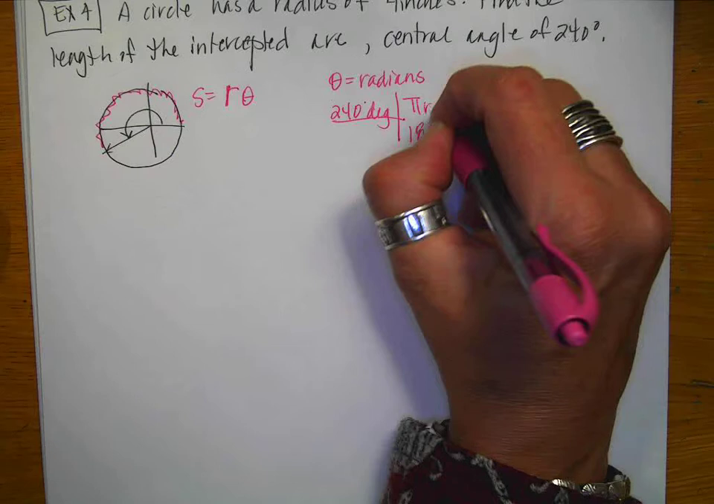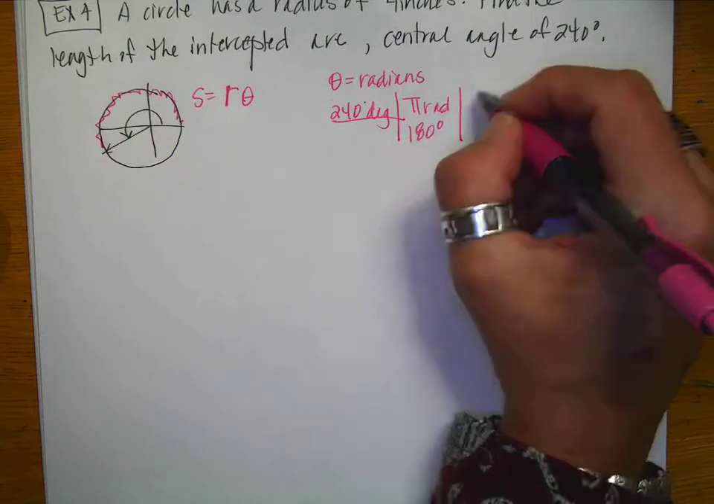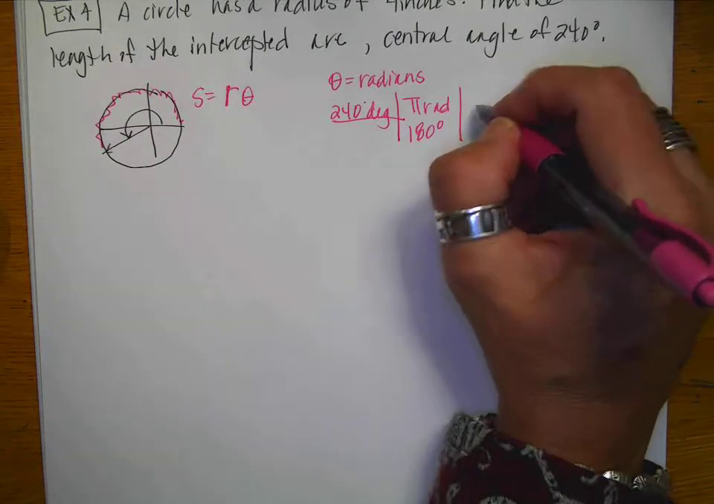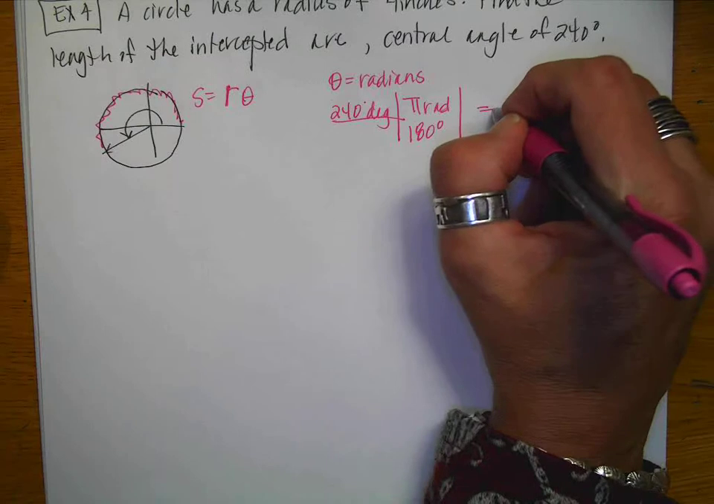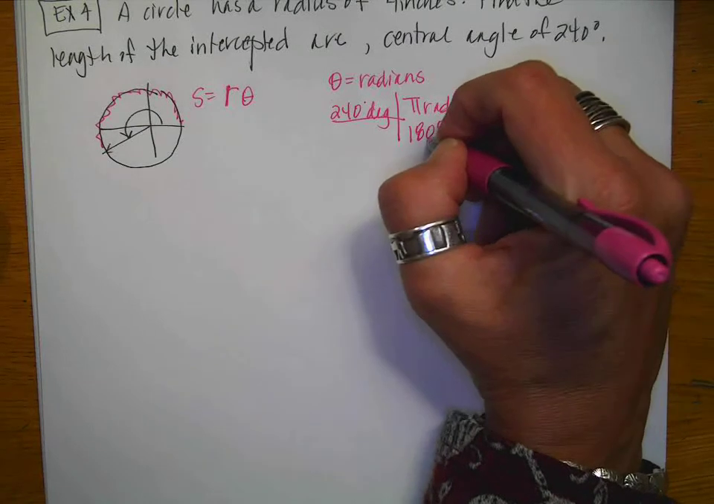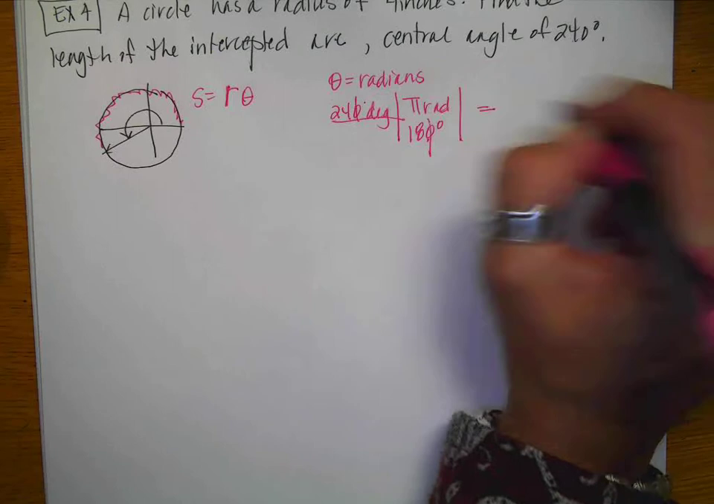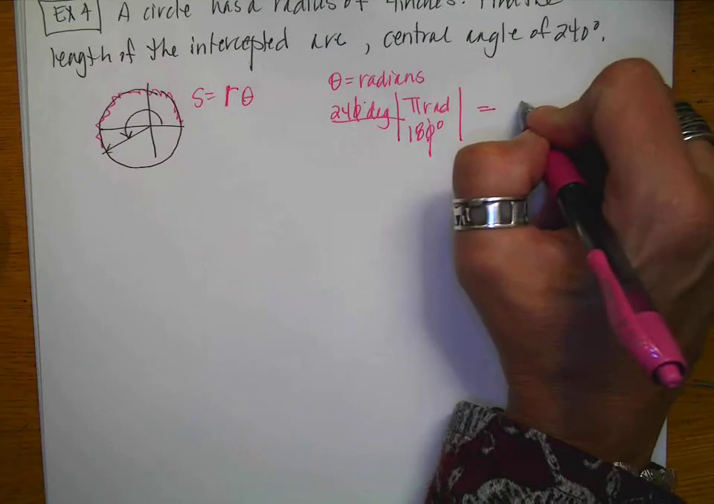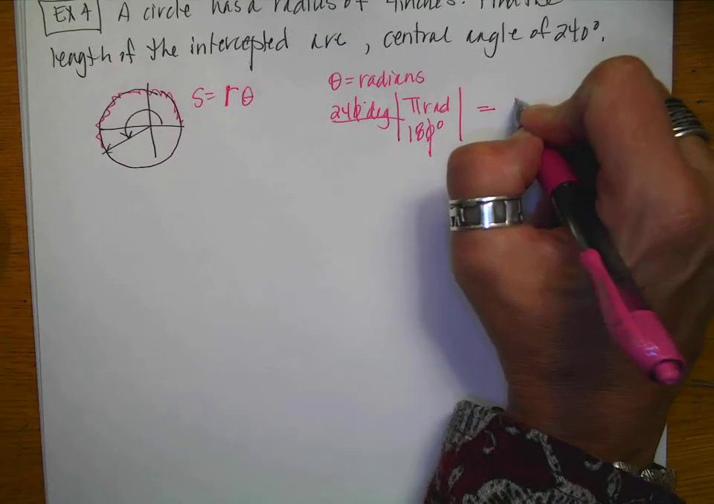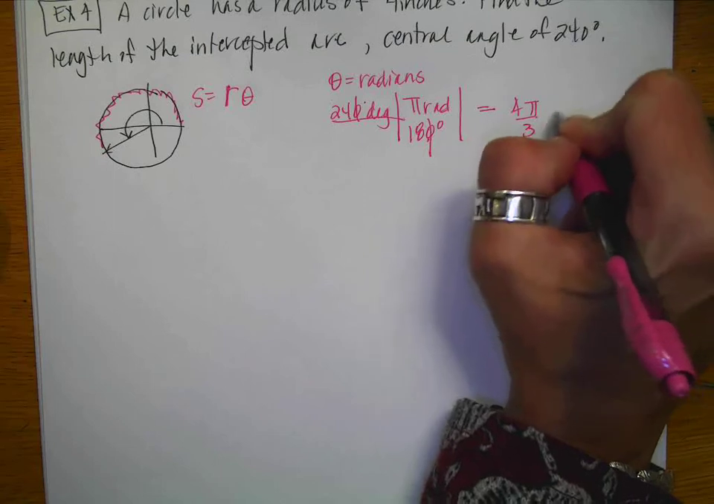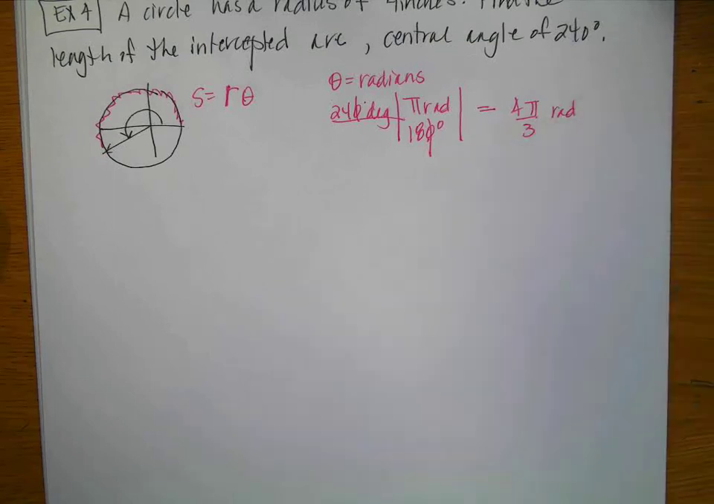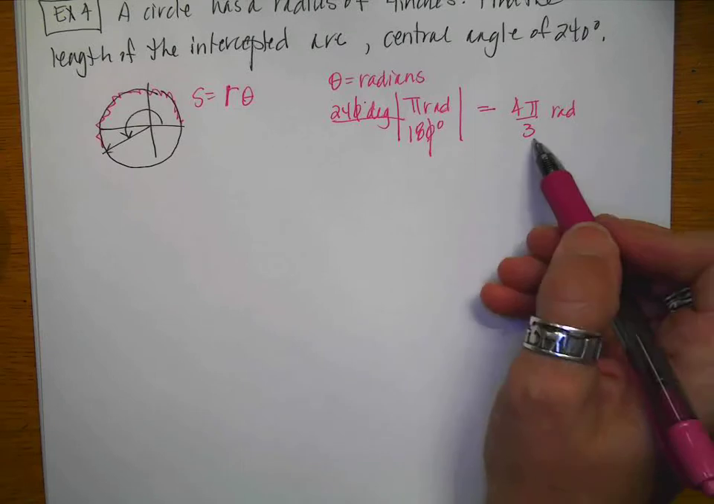I have 240 degrees. There are 180 degrees in pi radians, and so this turns out to be 240 divided by 180. The zeros cancel. 6 goes into both of those. This is 4 pi over 3 radians.